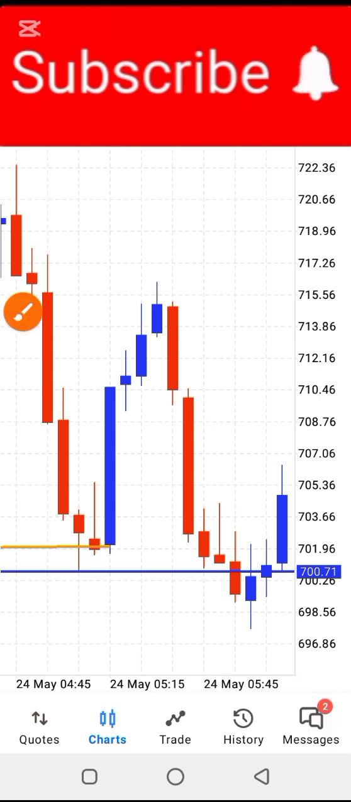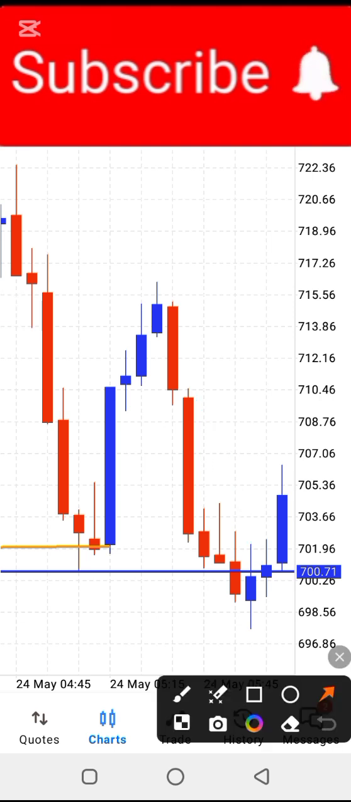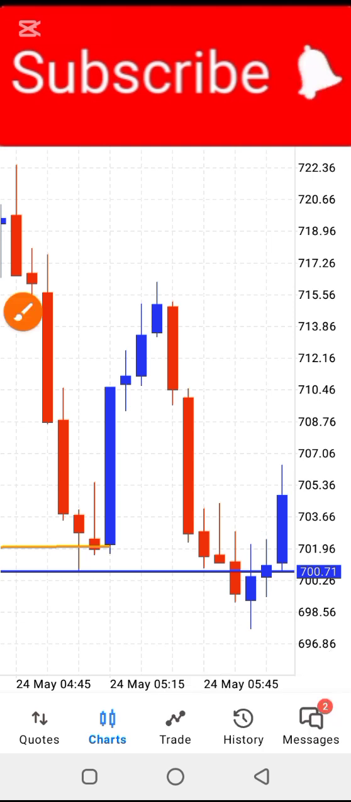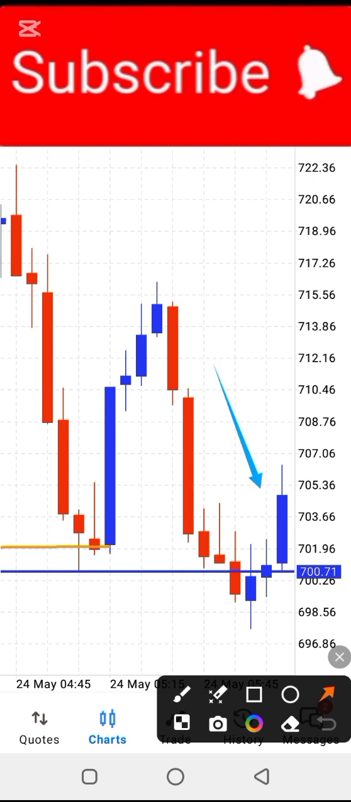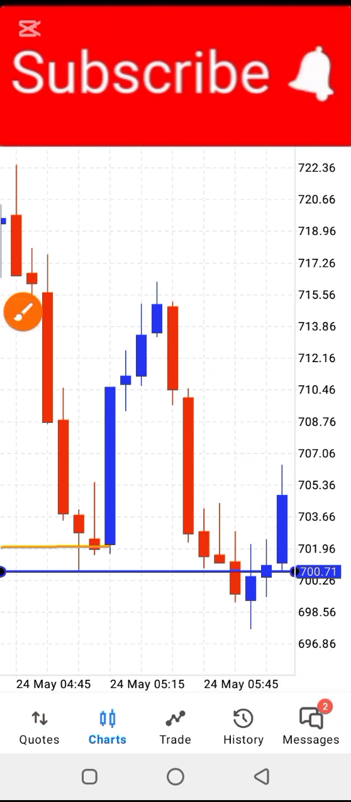But if you check very well, you would see that it did not close above the high of this candle. So we have to wait for another candle to close above the high so we can get that third criteria. So this bullish candle did what? It closed above the high of this candle, so this candle becomes our entry zone. So I'm going to mark it out as our zone.